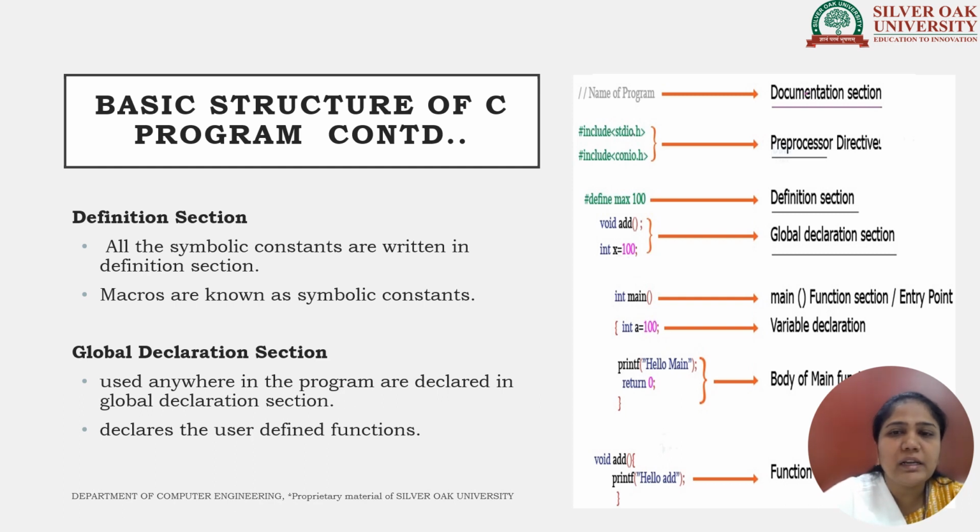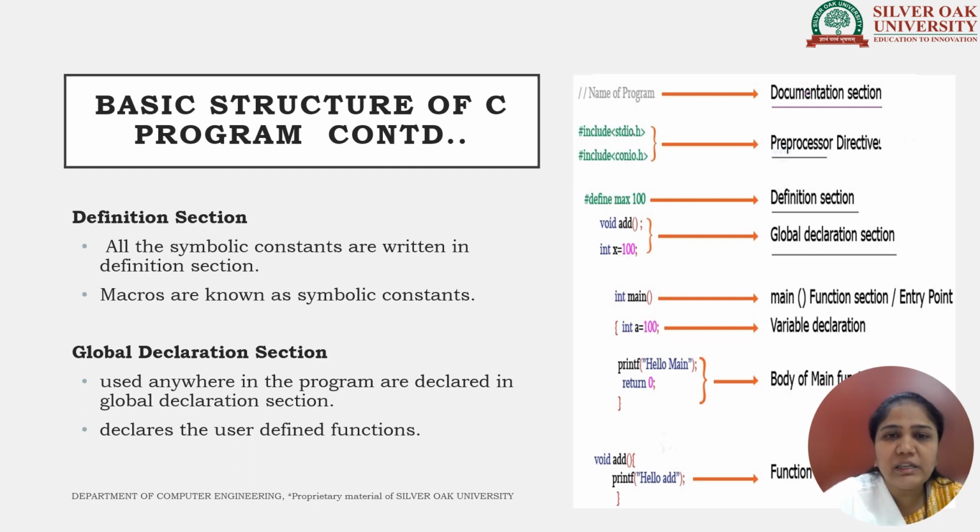Then there is the global declaration section. What is the global declaration section? In our programming, many times we come to a situation where we declare variables globally. Global declaration means that the particular variable can be used within the main function and outside the main function. So if we want variables in our code that can be used anywhere in our program, we should declare them in the global declaration section.